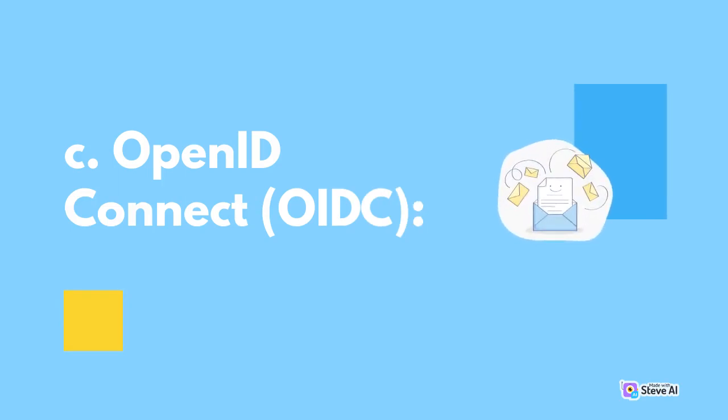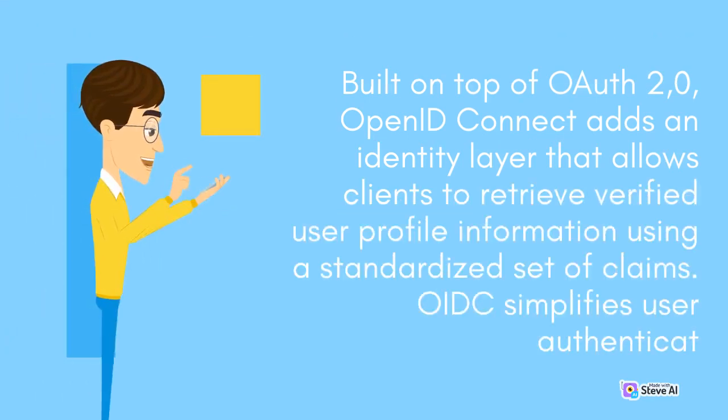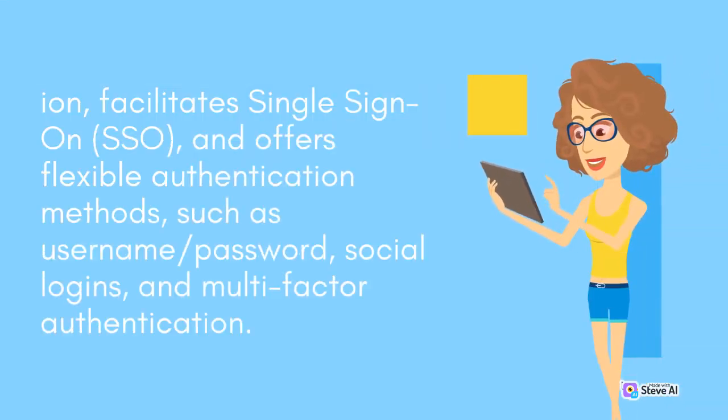C. OpenID Connect. Built on top of OAuth 2.0, OpenID Connect adds an identity layer that allows clients to retrieve verified user profile information using a standardized set of claims. OpenID Connect simplifies user authentication, facilitates single sign-on, and offers flexible authentication methods, such as username/password, social logins, and multi-factor authentication.